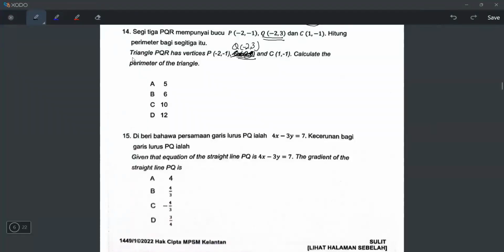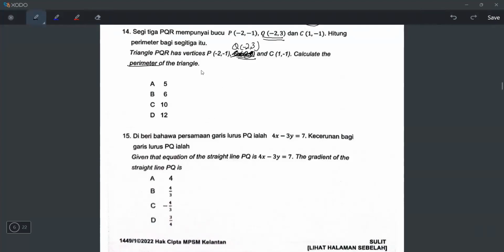Okay, let's read. Diagram PQR has 3 vertices, P, Q, and C. Calculate the perimeter of the triangle. So if you want to find the perimeter, the formula you use is you take the distance of here and here and here, all add together, or it means you take the length lah. You take the length of these 3 sides, add together. That's how you find perimeter. But we don't have the length. We only have the coordinates.